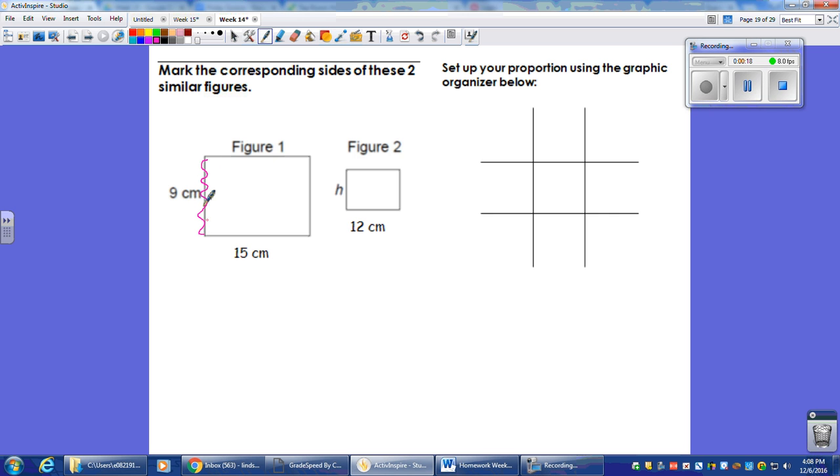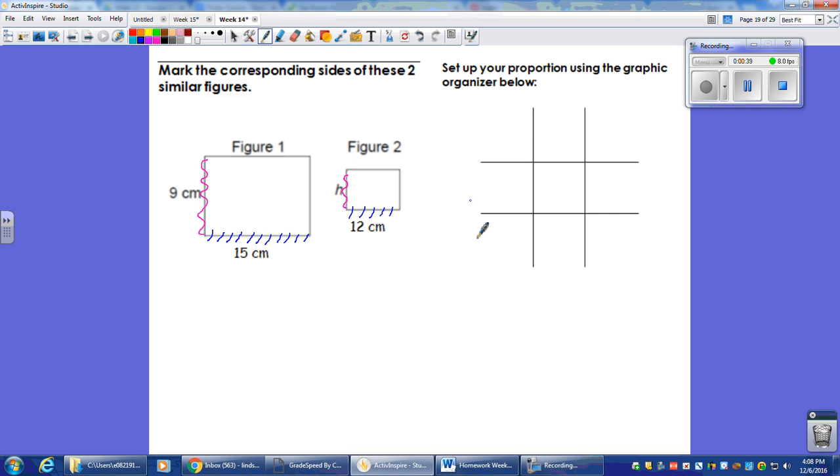So I'm going to put squigglies on 9, and we're going to give squigglies to figure 2, the side that corresponds with it. And H corresponds with the 9, so I'm going to give that squigglies. Now over here, I'm going to give dashes to the 15 so I can tell the difference between squigglies and dashes. And 15 corresponds with the 12, so I'm going to give that dashes as well.